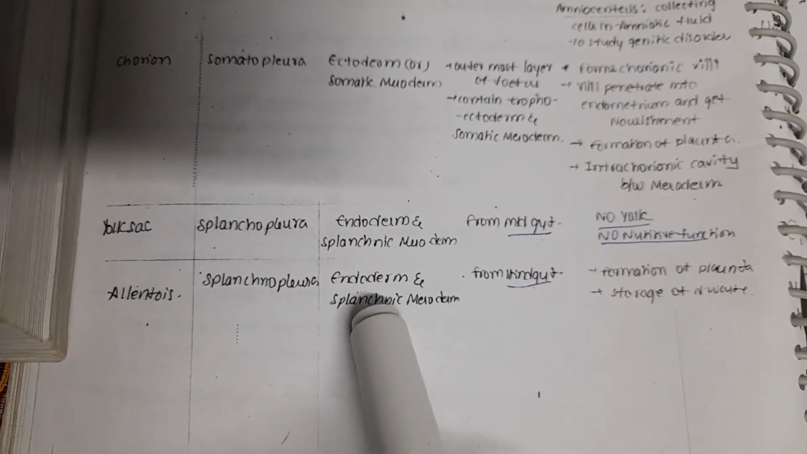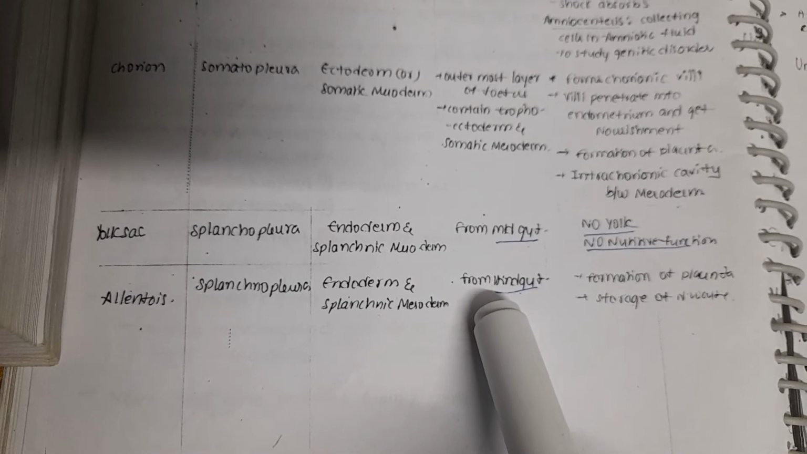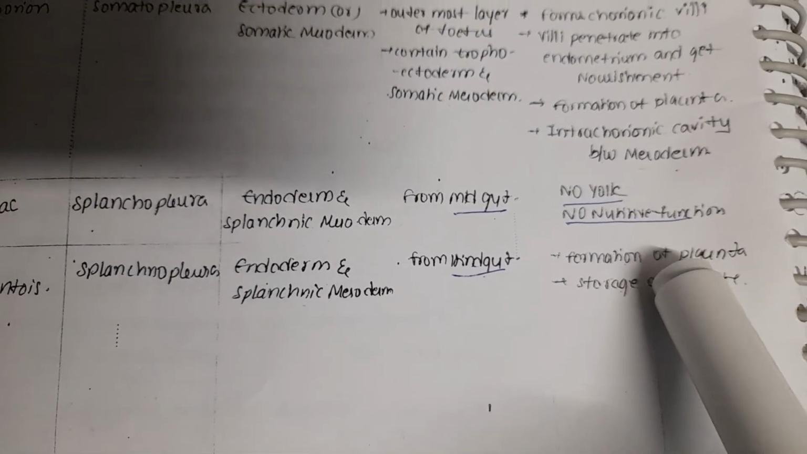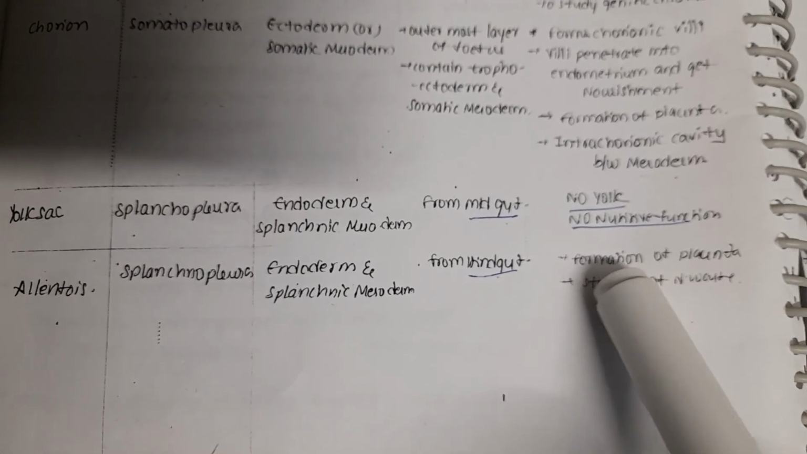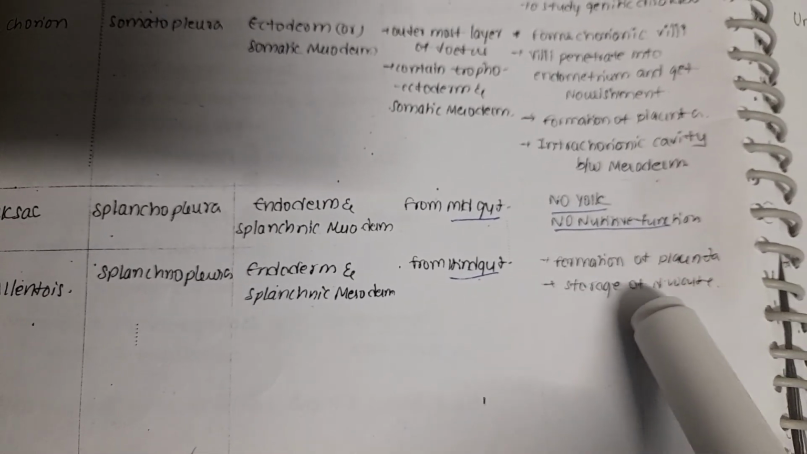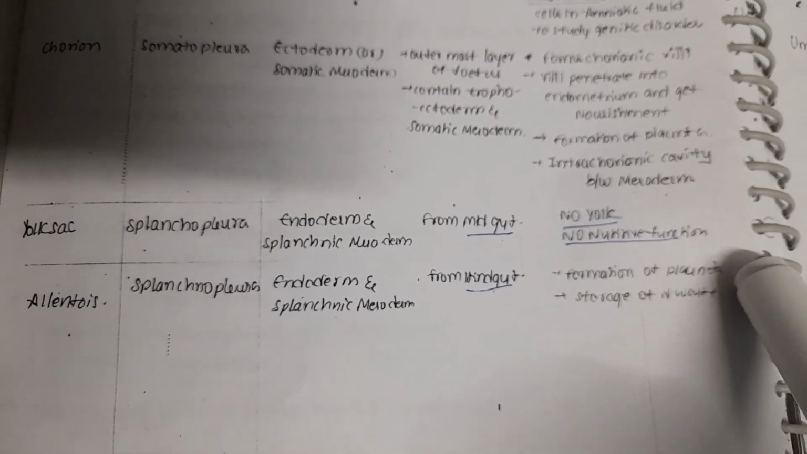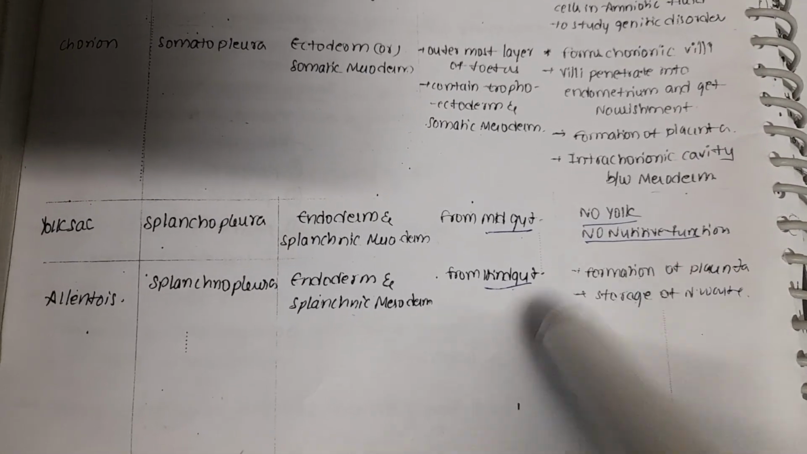Allantois forms the hindgut. And next, another important formation of the placenta: it is involved in the formation of placenta and storage of waste materials. Its function is very important, storage of waste materials and formation of placenta.